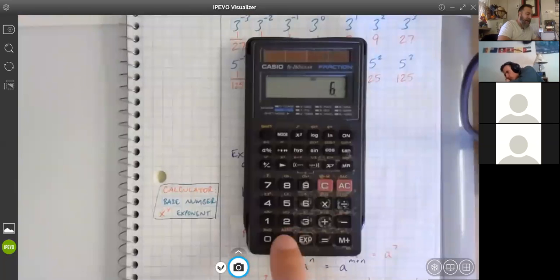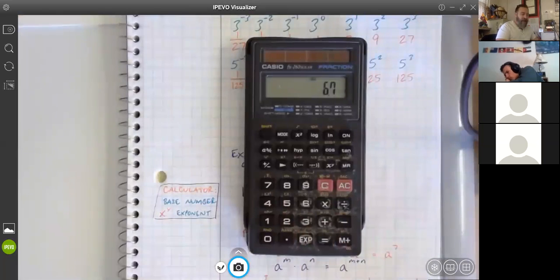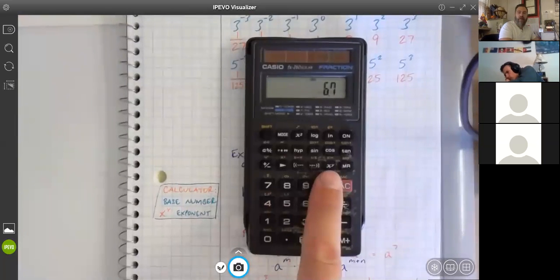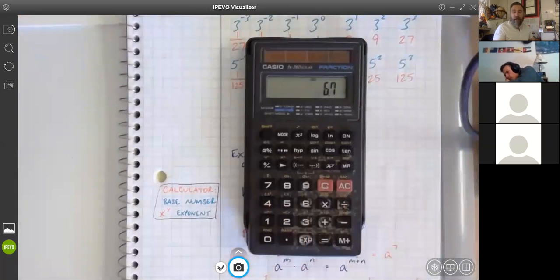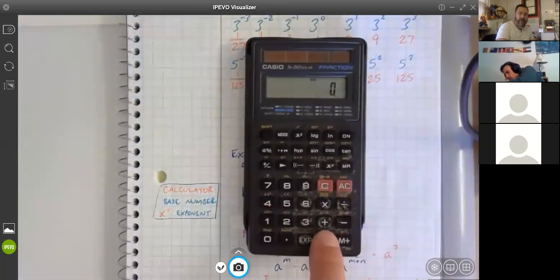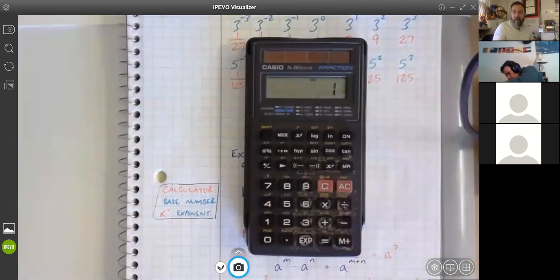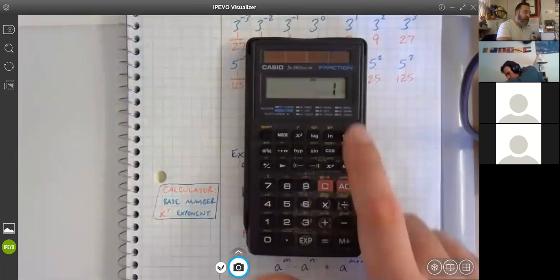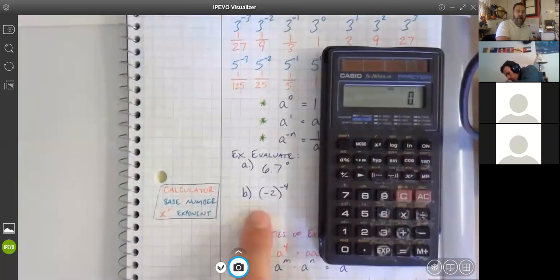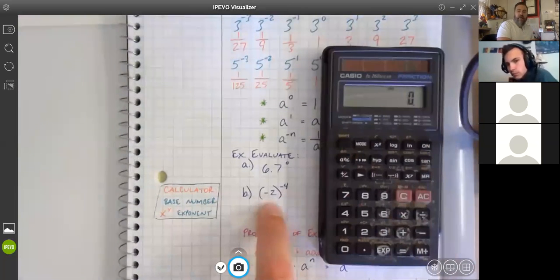I would start with my base, and then I would press this X to the Y button. You'll see my calculator blink, and it's now waiting for the exponent I'm raising that base to. Now in this case, it's just the power of 0. So when I hit equals, there's the 1. Okay, not terribly surprising there. Anything to the 0 power should be 1. Okay. Now this one, -2 to the -4th.